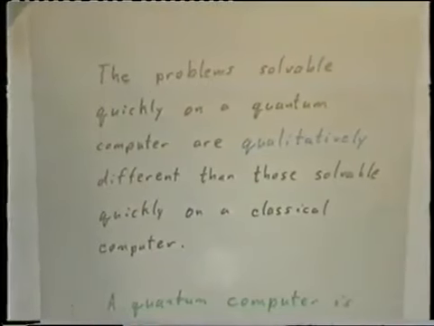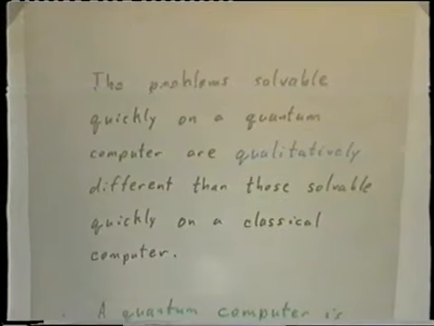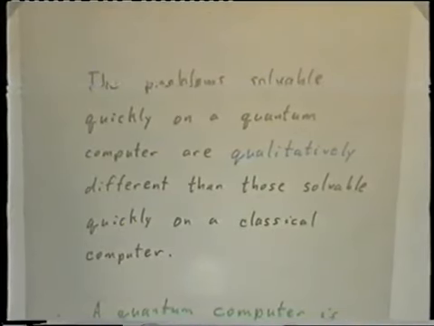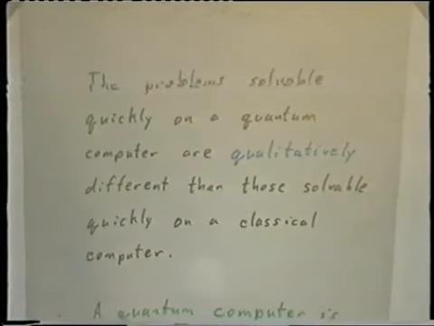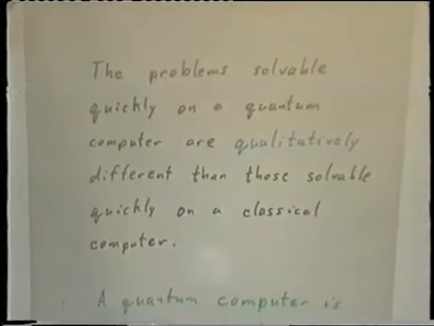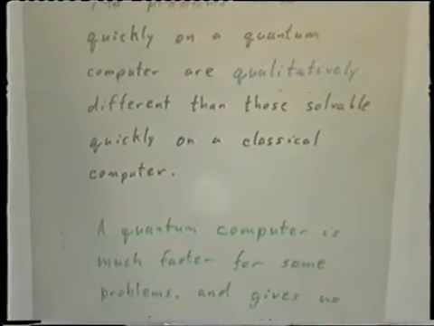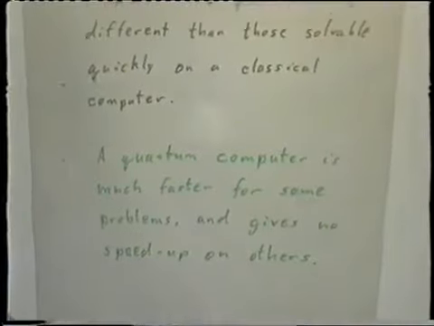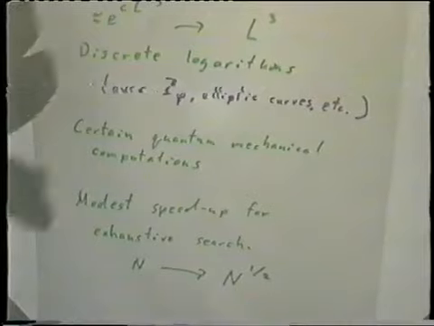Okay, what it turns out is that the problems solvable quickly on a quantum computer are qualitatively different from those solvable quickly on a classical computer. So there are some problems for which quantum computers speed up things exponentially, and there are some problems which it doesn't seem any easier to do on a quantum computer than on a classical computer. So it's a different model of computation, and here are some examples of problems solvable quickly on quantum computers.